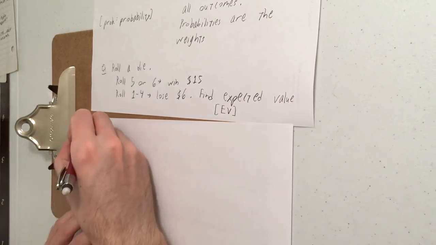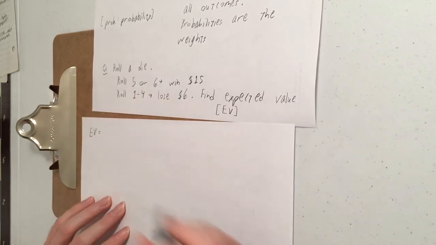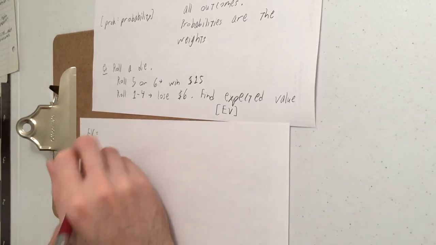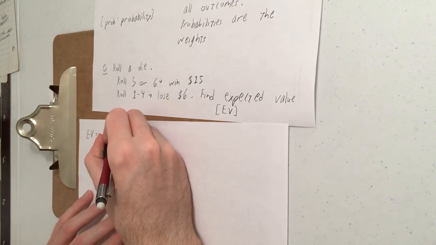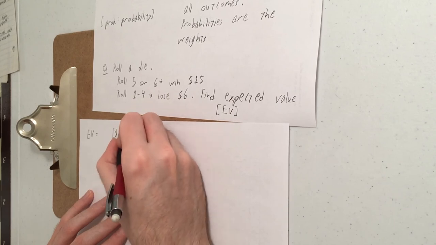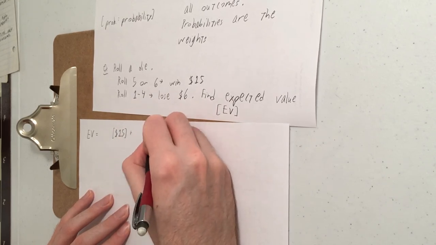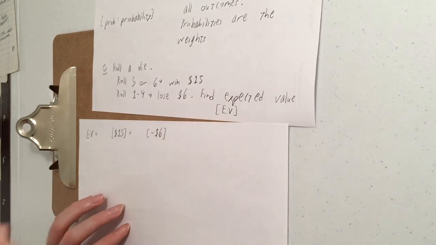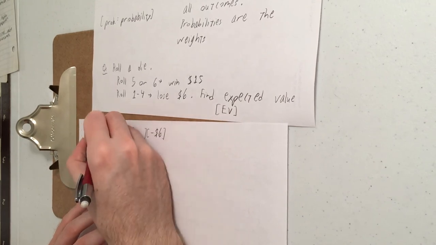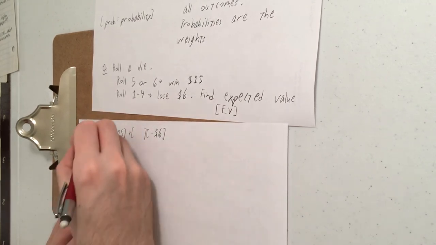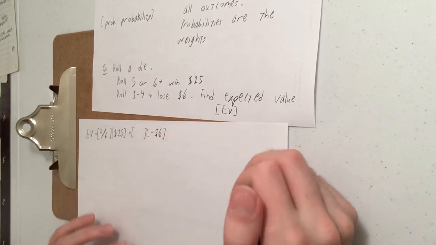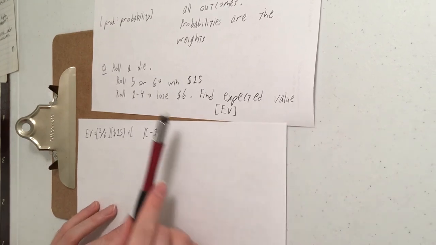All right, let's go find the expected value. So the probability of rolling a 5 or a 6 is, well, let's first find all the possible outcomes. So the possible outcomes are gain $15 and losing $6. And we want to take a weight of those and use the weights of the probabilities. So the probability of rolling a 5 or a 6 is 2 out of 6. There are 6 sides to your die, and they're all equally likely, so 2 out of 6 times you should see that happen.